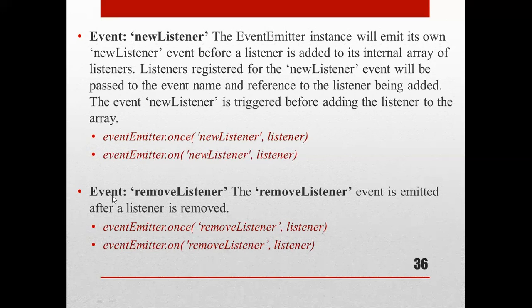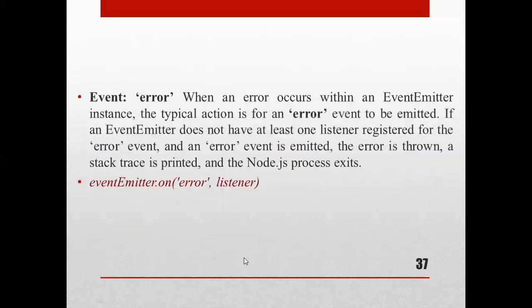Then the next event is removeListener. The removeListener event is emitted after a listener is removed. After that listener is removed, it will emit removeListener. See the syntax for that: eventEmitter.once removeListener, comma, listener, and register with removeListener like eventEmitter.on removeListener, comma, that listener. That listener is registered with removeListener.